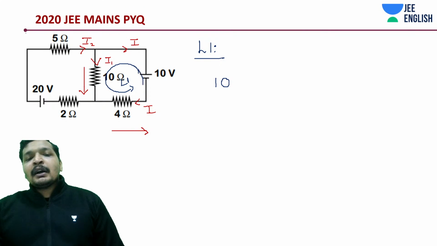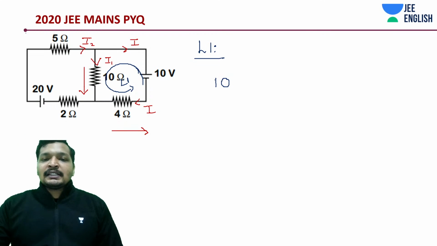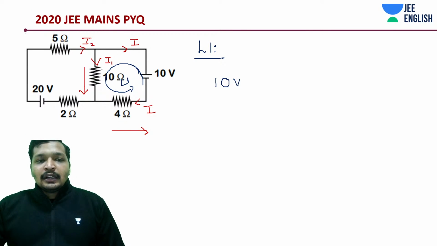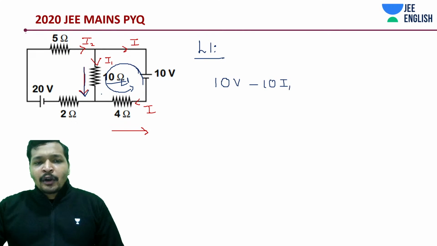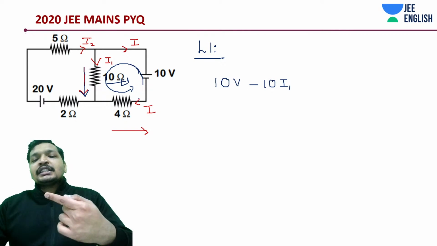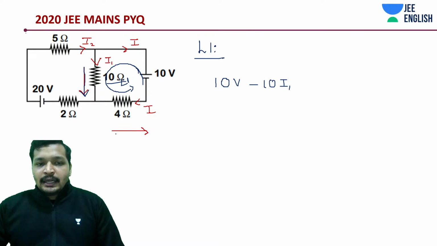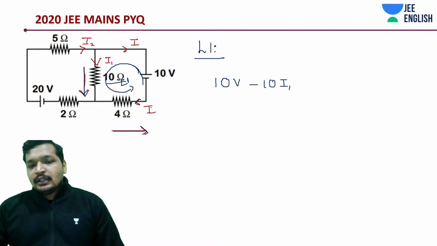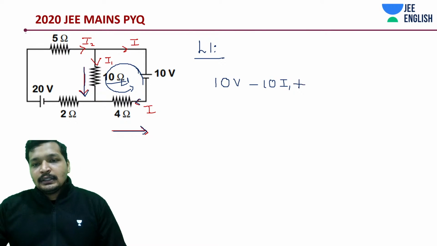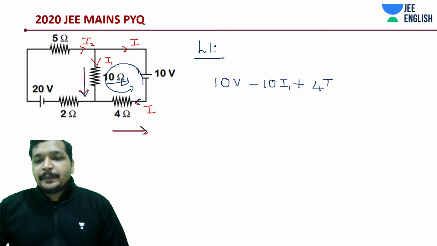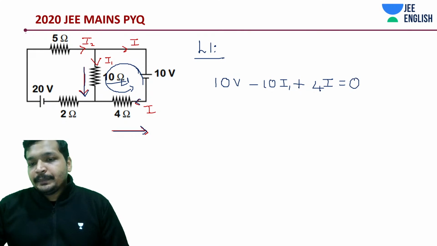So we are moving from negative to positive terminal, so plus 10 volts. Then you are moving in the direction of current. How much is that resistor? 10 ohms, 10 ohms I1, so it's going to be minus 10 I1. And then here you are moving in the opposite direction to that of current, so this should be plus 4I. You have equation number 1.